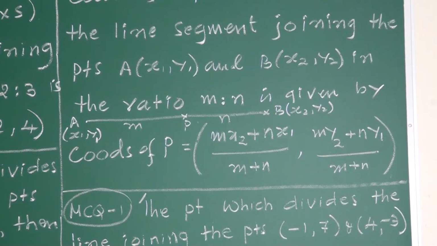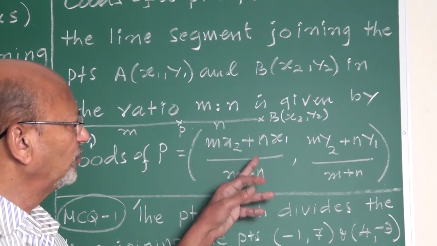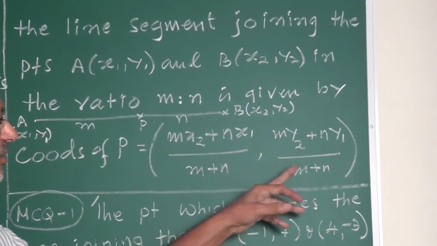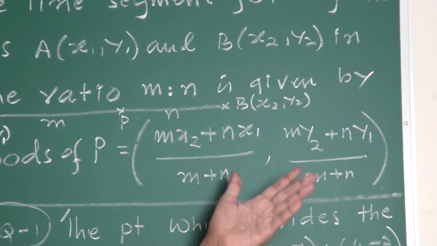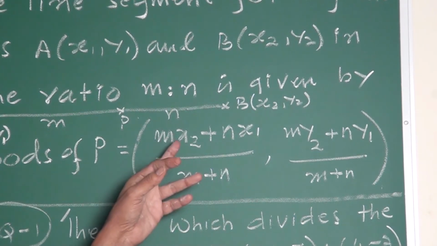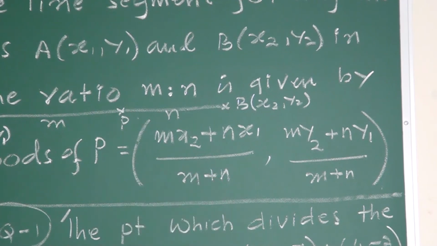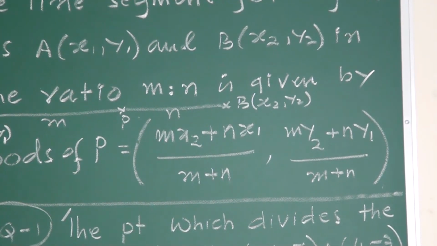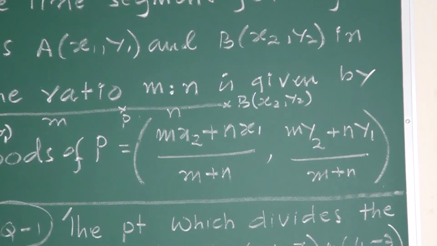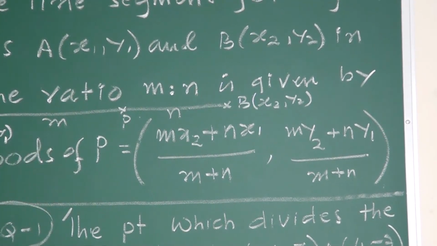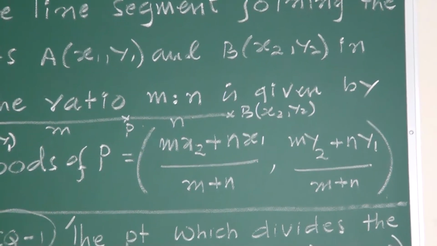In an MCQ, they may change things here. They may give minus here, or they may give both plus with the denominator as minus. They change something, or they start with mx1 plus nx2 upon m plus n. They create four options, and one among the four is the correct answer. Yes, my friends. Now I do examples.